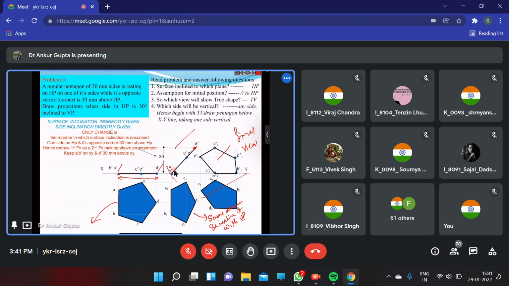Okay. Clear है this problem? Anyone is having doubt?